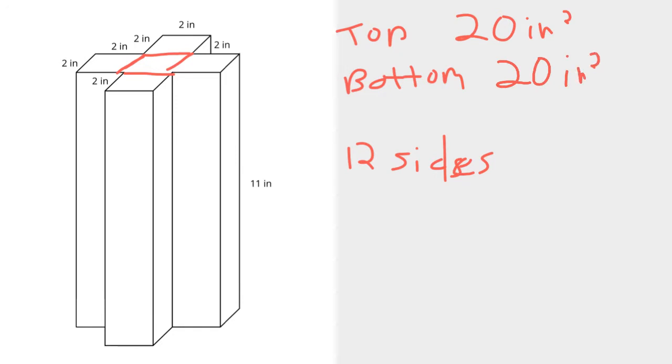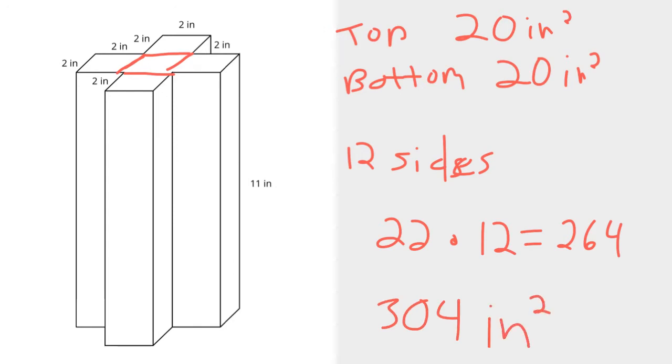And then we have the 12 sides. Well, all 12 sides are the same. They're 2 by 11. So one side is going to be 22, and then we just need to multiply that by 12, which gives us 264. And I know it's 22 because it's 2 inches wide and 11 inches tall. So there's 12 of them. If one of them is 22, 12 of them multiplied together, and then you just have to add this all together, and we end up with 20 plus 20 plus 264, which leads us to 304 inches squared. That is the surface area of that figure.